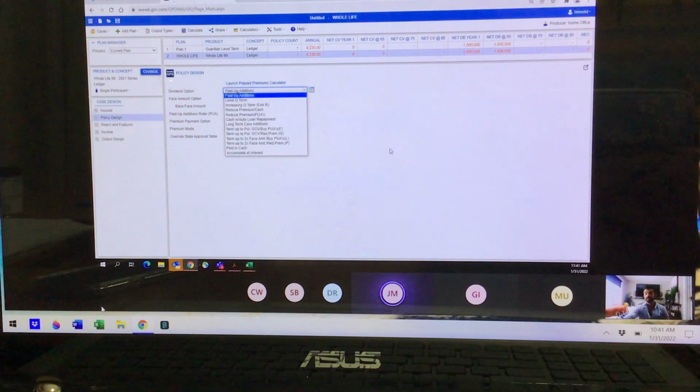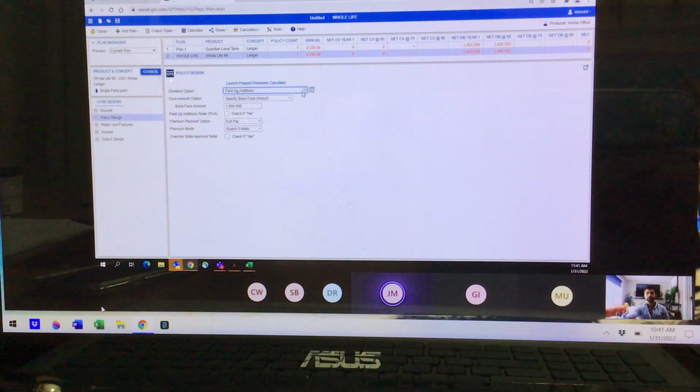We have a few different dividend options. By and large, most of the time we're going to be looking at paid up additions. For the base amount option, we can do a couple of different options here. Specified base face, same way if we're doing $1 million, or specified base premium, same way if we're doing that 10K. Solving for minimum non-MEC is going to give us the minimum face amount to not MEC a policy. Or solving for maximum face amount, the maximum face amount that we can get while keeping some of the solves that we do down here.